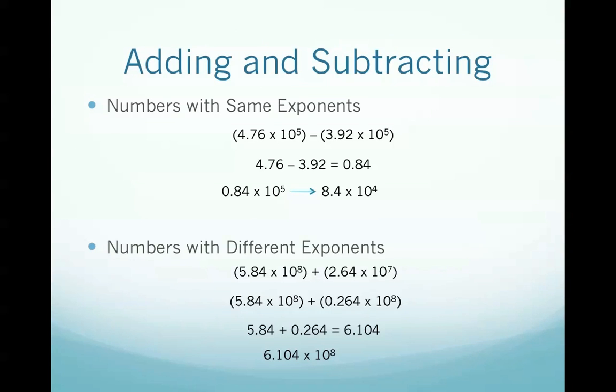Alright, adding and subtracting. I'm not going to spend too much time with this because I'm more focused on multiplying and dividing, but adding and subtracting numbers with the same exponents. Here we have both 10 to the 5th power. So I'm going to take the base part of that unit and perform the operation that's between them. So 4.76 minus 3.92, I get 0.84. I'm going to place that answer with that exponent or power of 10 that I had originally, which was 10 to the 5th. Now remember, we don't want to leave our scientific notation in this format.